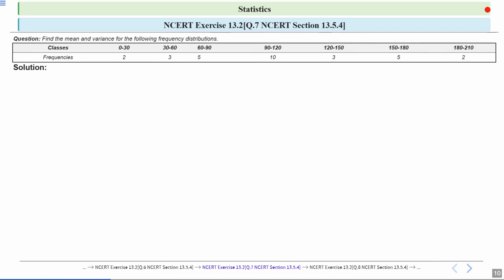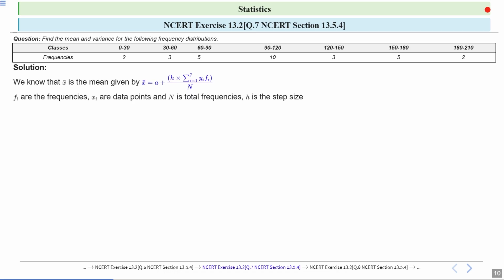Now here we have a table showing class intervals like 0 to 30, 30 to 60, and so on, along with their corresponding frequencies. Our goal is to find the mean and variance for this distribution. Let's talk about how to find the mean itself.